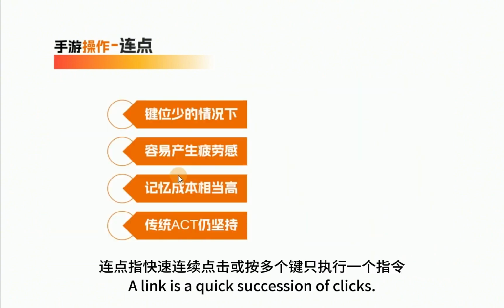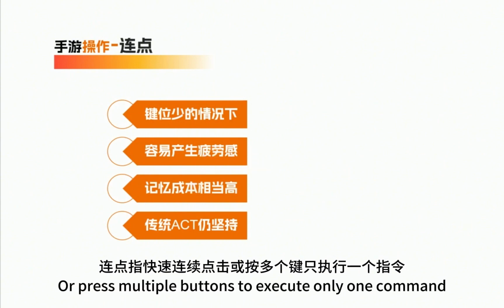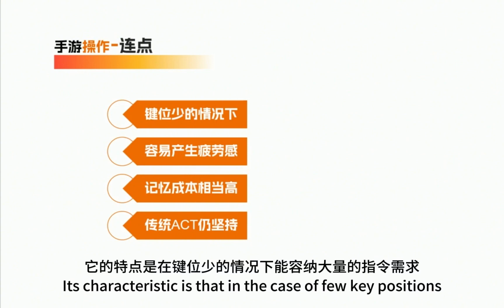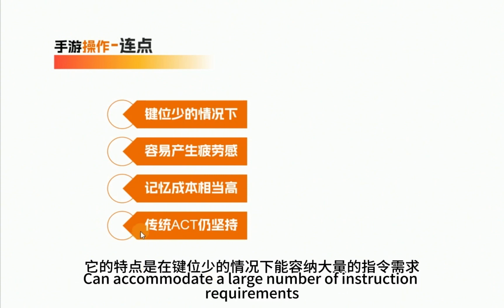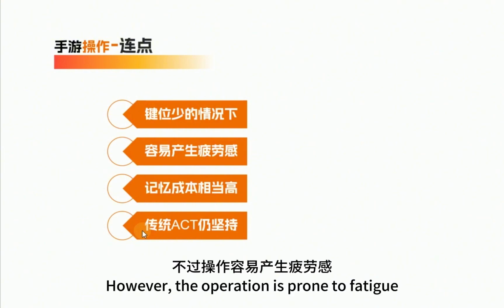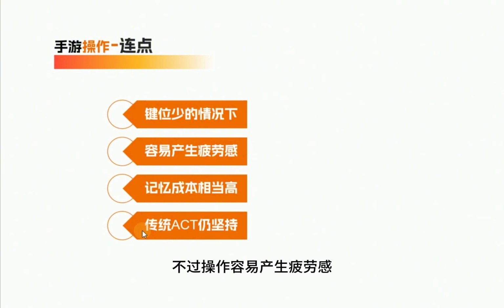A link is a quick succession of clicks, or pressing multiple buttons to execute only one command. Its characteristic is that, in the case of few key positions, it can accommodate a large number of instruction requirements. However, the operation is prone to fatigue.